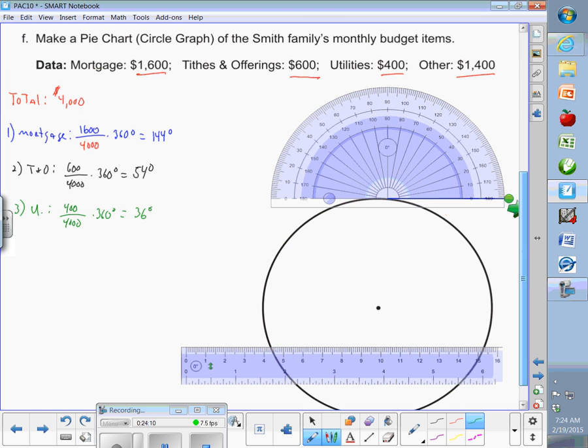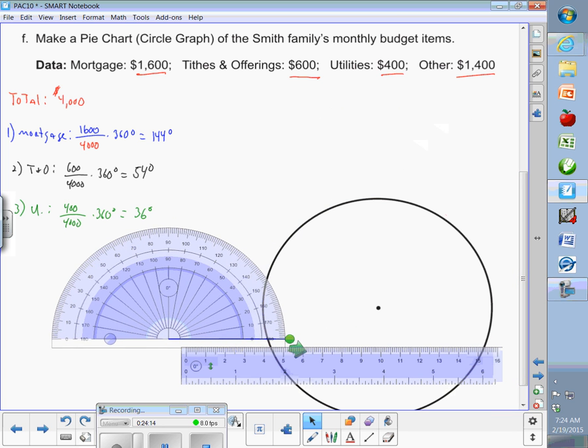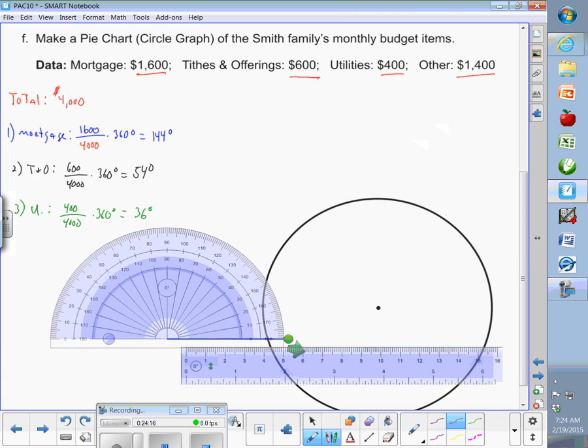Okay, let's get ready to do our pie chart. Now, for me, I want the title first off. That's what I want first off. So I'm going to put Smith family monthly budget. Nice descriptive title right off the bat. Okay, that's how you'd start.